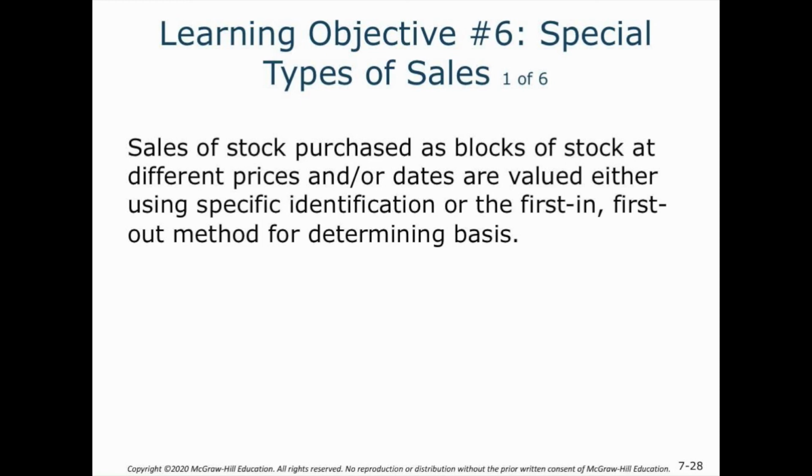Is it the 100 shares purchased that we subsequently sold, or is it out of that 200 share purchase that we subsequently sold? And the methods used are either going to be specific identification, first in, first out, so similar to FIFO from financial accounting, or an averaging of the basis.